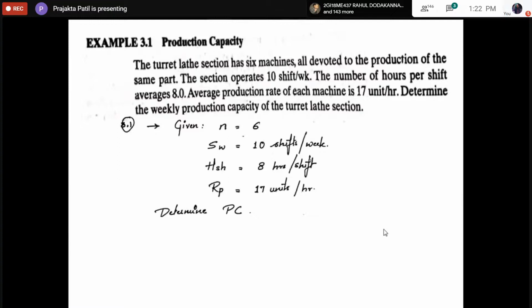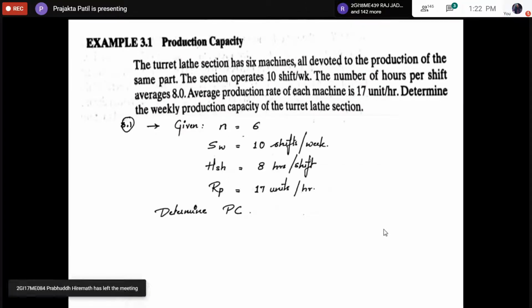So you have to determine what is the weekly production capacity. You don't have to worry about the time frame here because the given data itself is in terms of weeks only. So you can directly go for substitutions and get the solution. You already have the equation to find the production capacity. Write that equation and substitute all of these values, you'll get the answer.